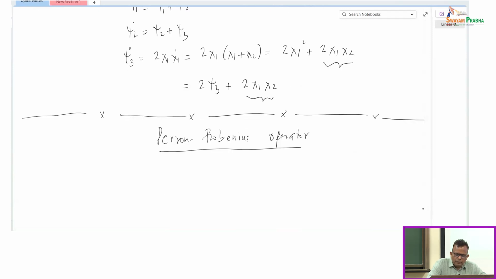So what is this Perron-Frobenius operator? Perron-Frobenius operators actually propagate densities, right? As I was saying, this Koopman operator takes functions and maps them to functions, and it is defined in the way we defined it.